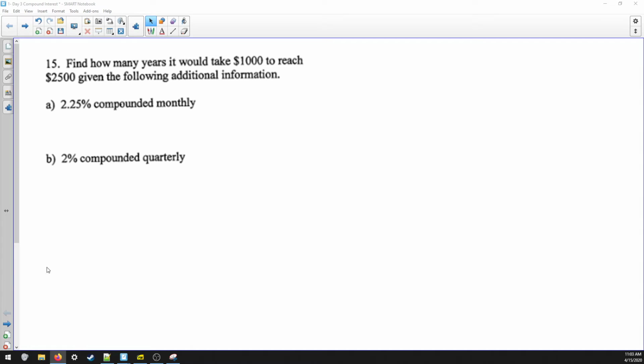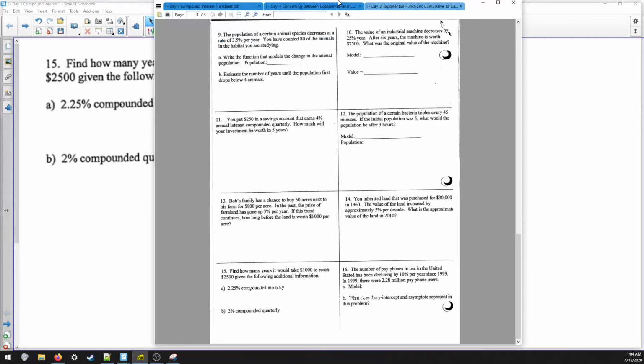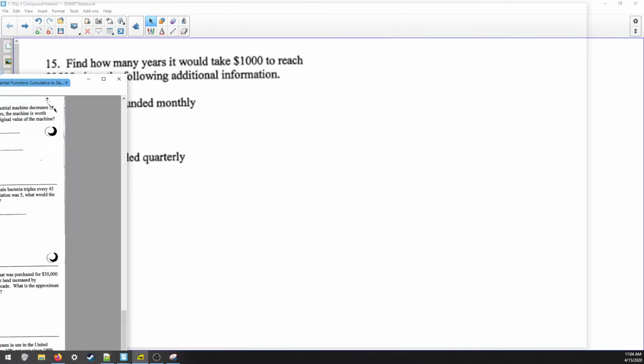Okay, so this is from the exponential growth, the compound interest homework, I believe. Let's double check. The compound interest, no, not the homework, the online check for understanding worksheet. Okay, so if you want to see it, this worksheet. Okay, so I'm doing number 15 on here, and this is all about compound interest.